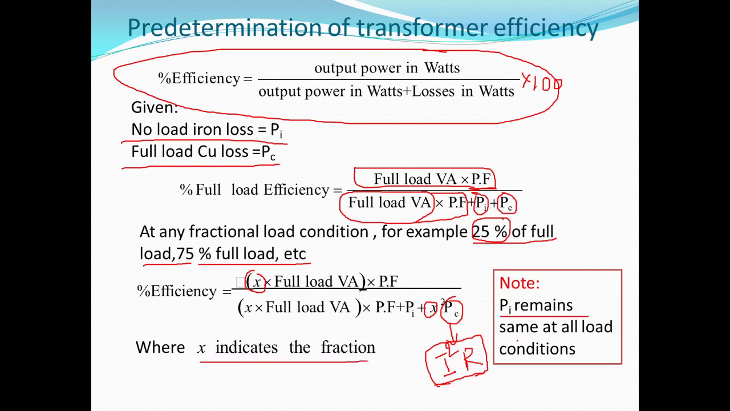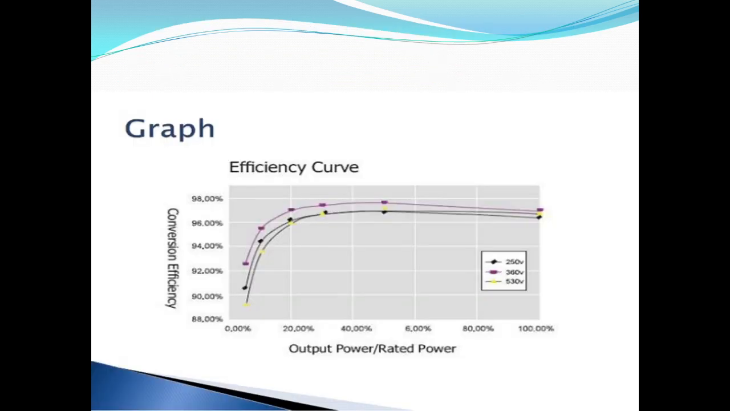So P remains the same at all load conditions. The iron losses do not change irrespective of the load condition. This graph gives an idea about the efficiency curve. I am considering output power on the x-axis and efficiency on the y-axis. At different voltage levels, we will get different types of efficiency curves.